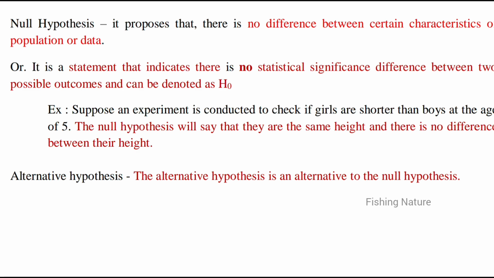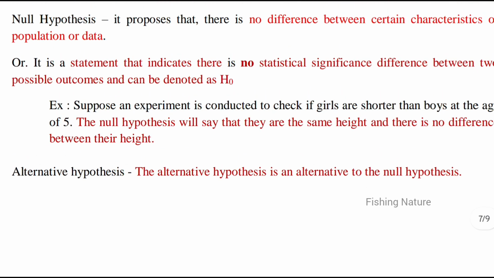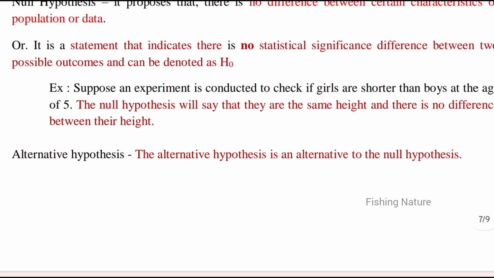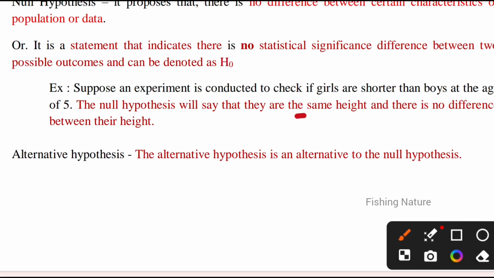For example, suppose an experiment is conducted to check if girls are shorter than boys at the age of 5. Then the null hypothesis will say that they are the same height and there is no difference between their height. Null means saying the wrong data. Even if the girls are shorter than boys, the null hypothesis says both are the same height. It says the wrong data.